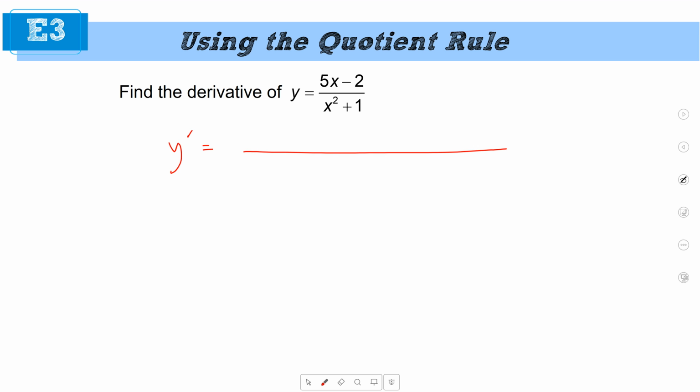I start with a big gazinta bar. I take the denominator, leave the denominator in the bottom, and square it. I take that original denominator and bring it up to the top of the gazinta bar. Put it in parentheses.